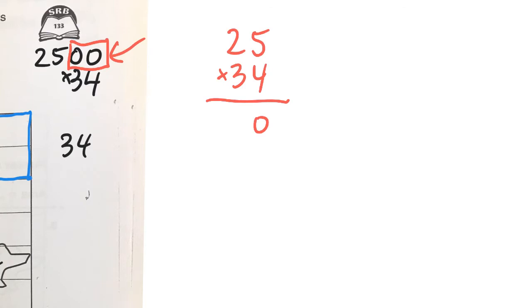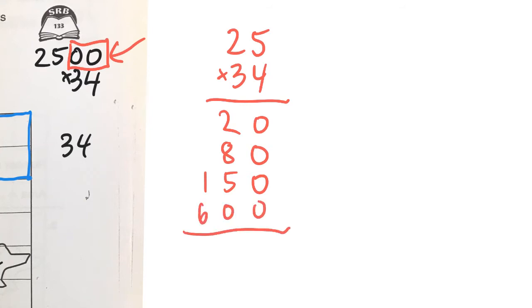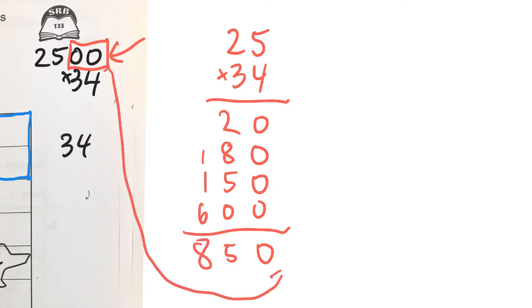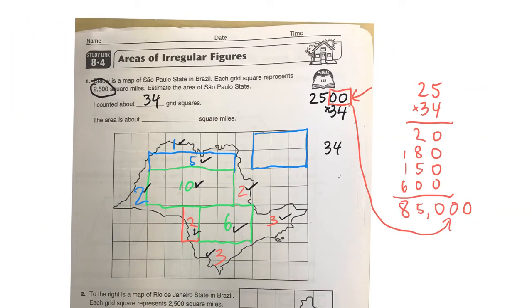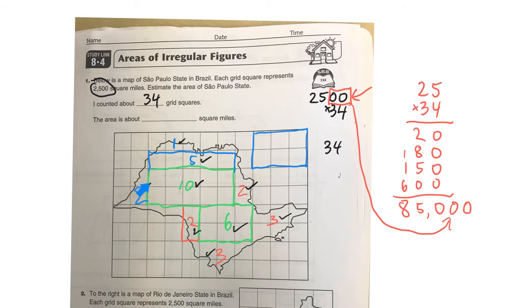So 4 times 5 is 20. 4 times 20 is 80. 30 times 5 is 150. 30 times 20 is 600. And that gives me 850, but don't forget, we had 2 extra zeros for that 100. From my own calculation, I'm looking at about 85,000. Again, you may have a different number from what you got here, but I got about 85,000.